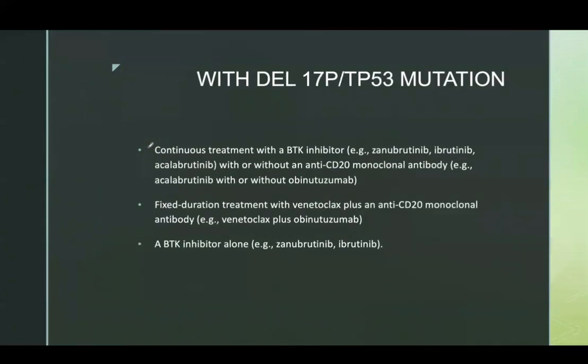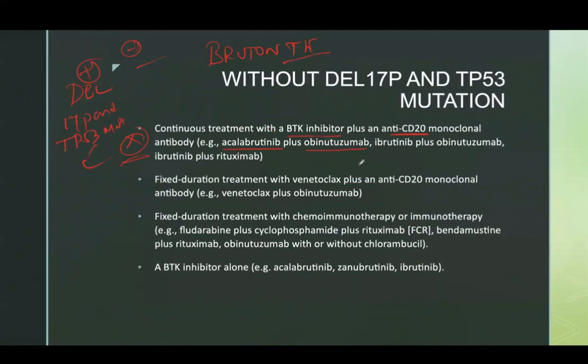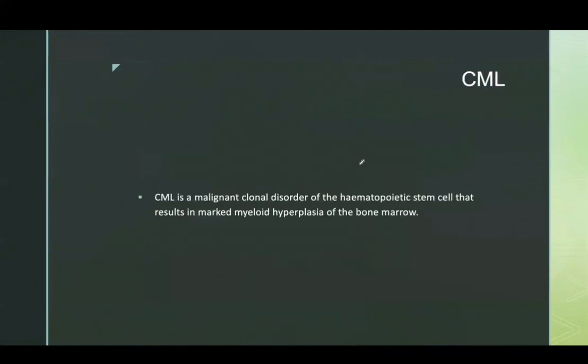Now, if it is with the 17p TP53 mutation, again a BTK inhibitor and again a monoclonal antibody, then later things differ. Just remember this, it's more than enough for CLL. This is the first line now as per the latest guidelines.